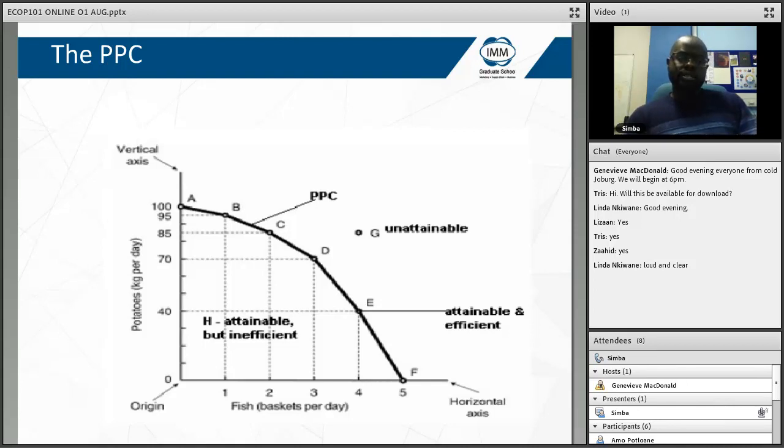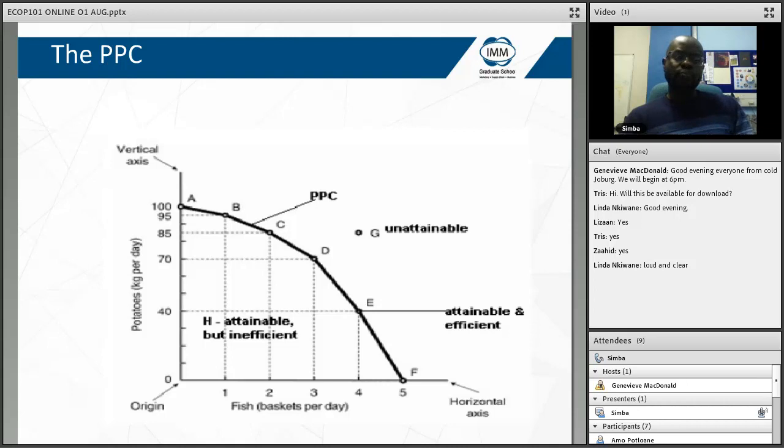On the PPC, sometimes you can be asked to calculate the opportunity cost of moving, let's say, from point A to point E. What is important is for you also to remember that if you are moving from point A to point E, what are we giving up? What we are giving up is the opportunity cost, because remember, opportunity cost is the value of the sacrifice.